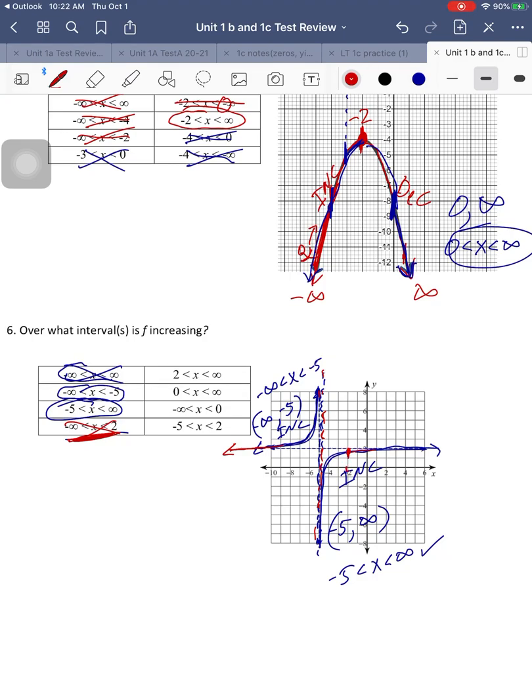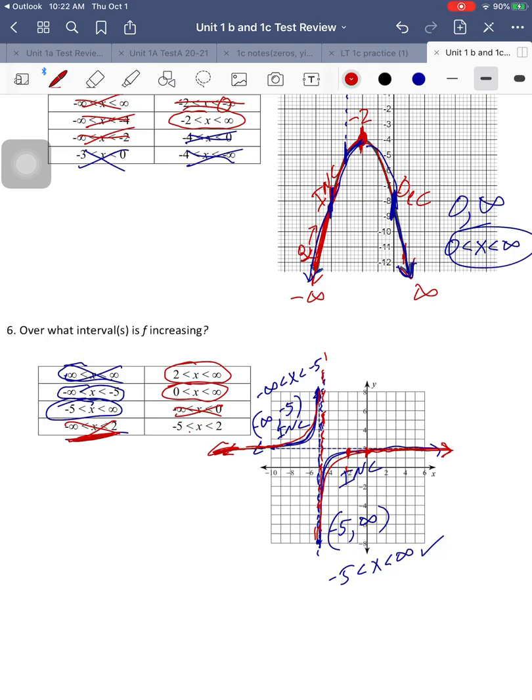2 to infinity. Let's check that. From x value of 2 to the right to infinity. Does that increase? Slowly, but it does increase, so we have to circle that one. 0 to infinity. 0 is right here. To the right forever to infinity. Does that increase? Slowly, yes. Negative infinity to 0. Wait a second. No, can't, because there's an asymptote. And at that asymptote, there's not an increasing.